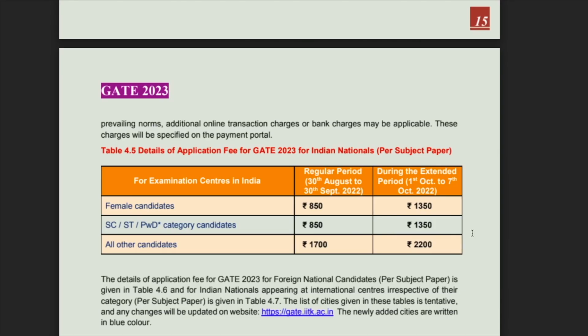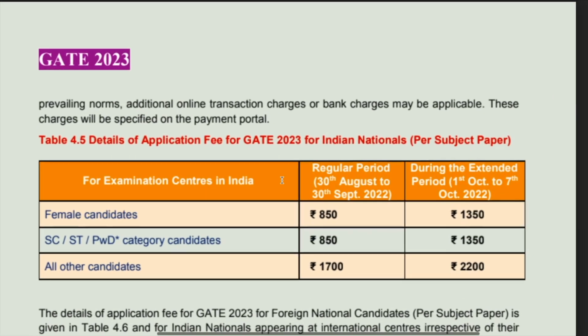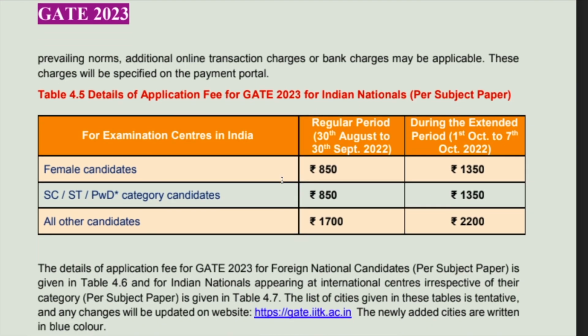Let me quickly show you in the information brochure. It will be mentioned how much amount a particular category has to pay. So here is the information brochure, and here is the fee detail for Indian nationals. So for female candidates it's 850 rupees.